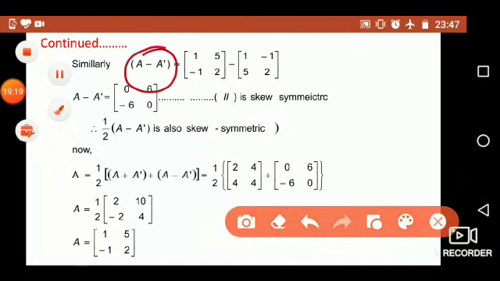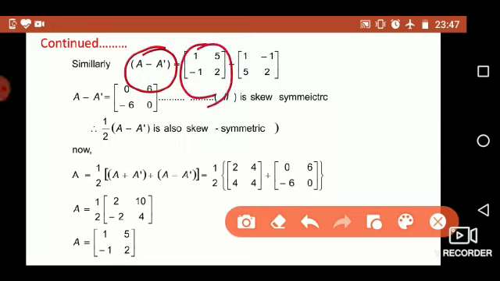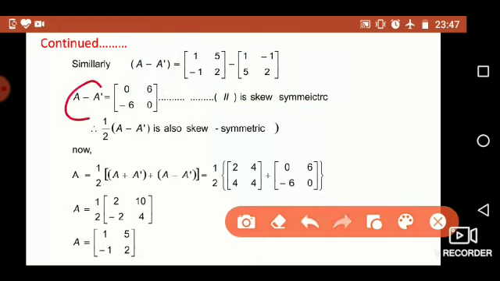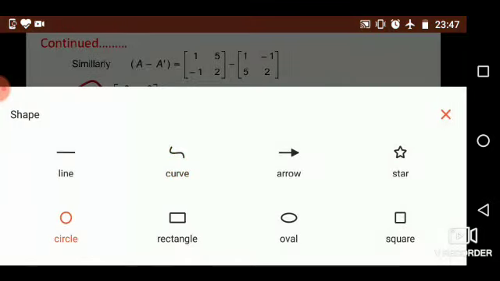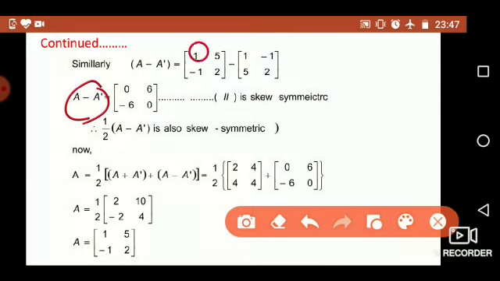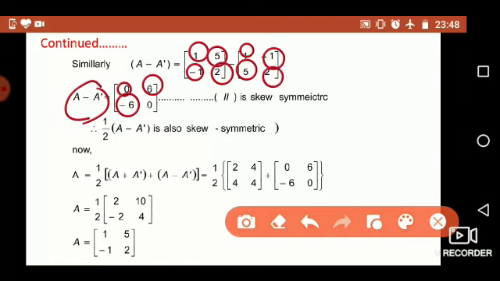Now A minus A dash, it's a continuation of the same problem. A minus A dash is equal to the matrix containing the elements 1, 5, minus 1, 2, minus A dash, containing the elements 1, minus 1, 5, 2 in the first and second row respectively. Here we subtract the corresponding elements of both the matrices: 1 minus 1 is 0, 5 minus of minus 1 gives plus 6, minus 1 minus 5 gives minus 6, and 2 minus 2 gives 0.